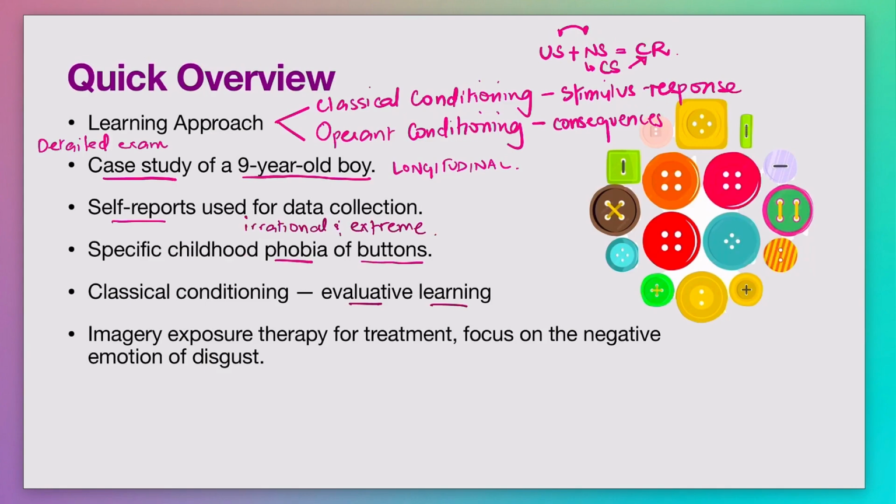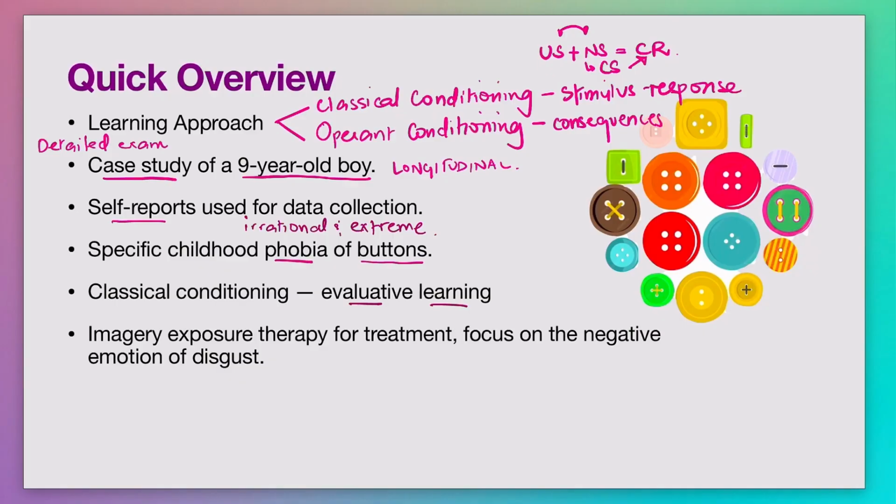And then, once the neutral stimulus starts to become closely associated with the unconditioned stimulus, the neutral stimulus becomes a conditioned stimulus because it starts to produce the same response that previously the unconditioned stimulus would produce.